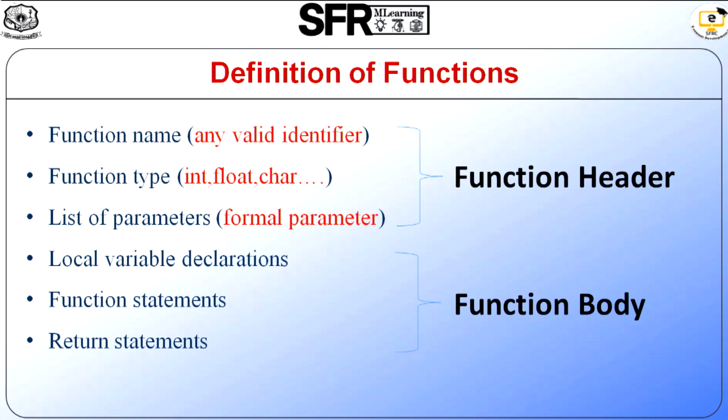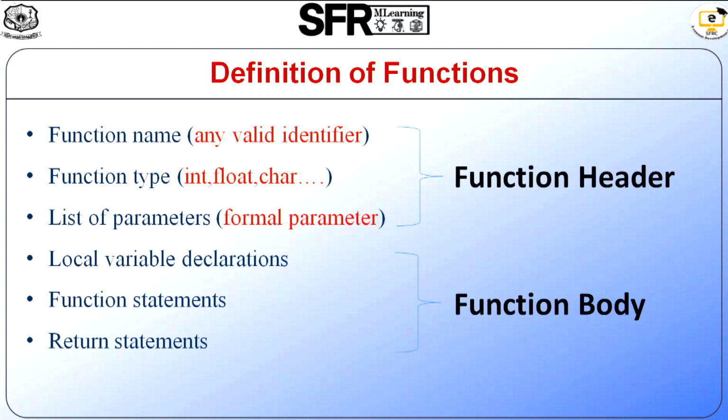The first element of a function is the function name. The function name should be any valid identifier. In C, we have defined an identifier as not a keyword. Next, the function type. The function type specifies the type of value, like float or double, that the function is expected to return to the program calling the function. Next is the list of parameters. The list of parameters used in the function definition and function declarations are known as formal parameters.